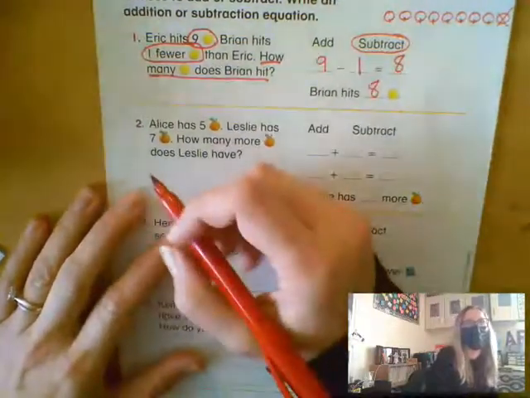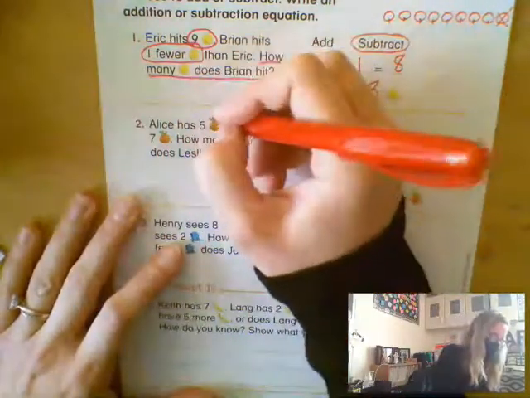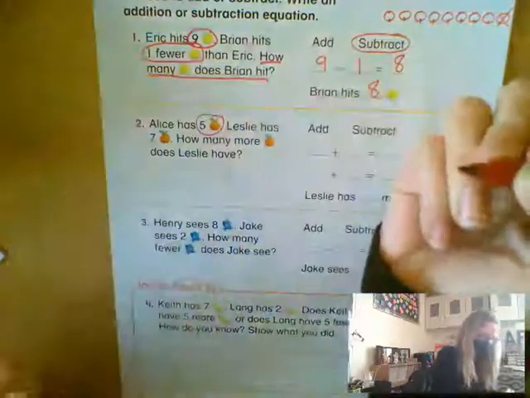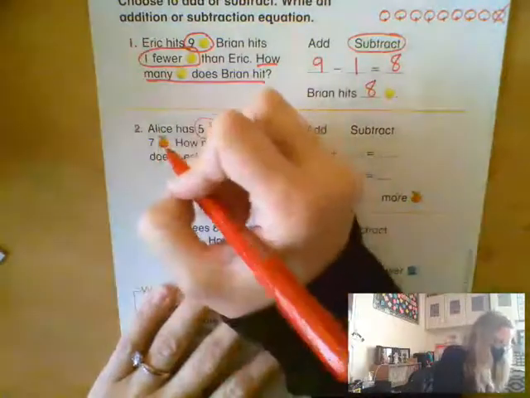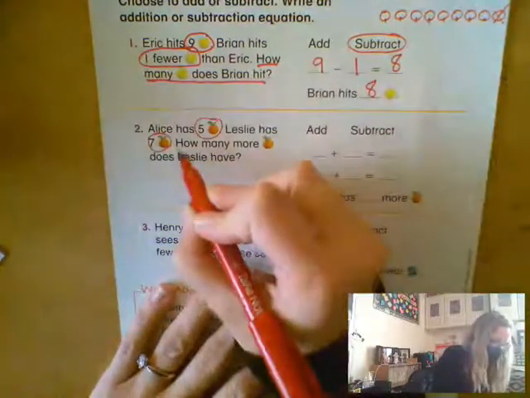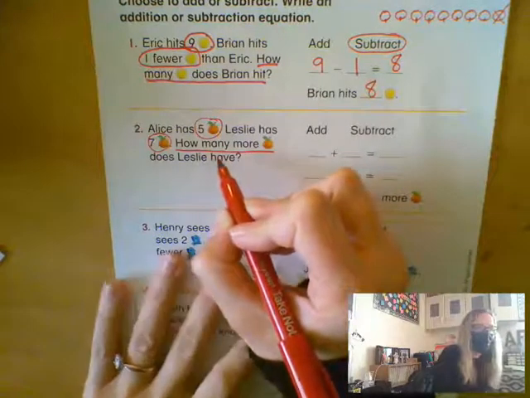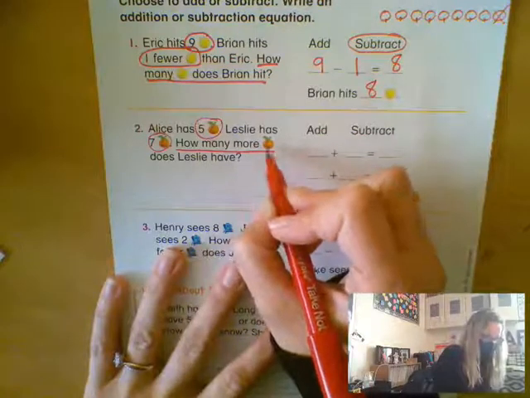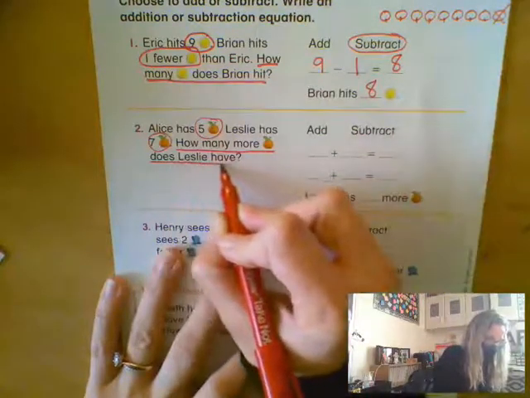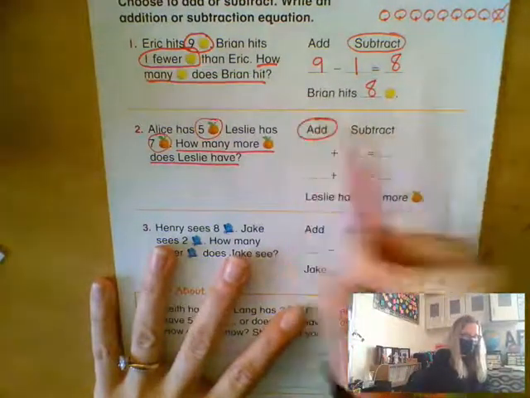Go ahead. Alice is her name. Alice has 5. I think those are peaches. Yeah, circle 5 peaches. And Leslie is the next girl's name. Leslie has 7 oranges. Circle 7. How many more oranges does Leslie have? Good job. So it says we're going to be adding, so circle add.